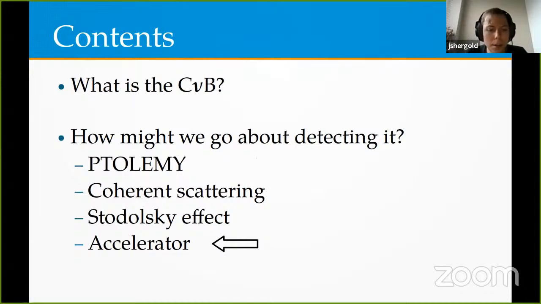The last proposal I want to go through is the accelerator proposal. This is the first thing I ever worked on in my career as a physicist. This was my first paper when I very first started my PhD, so it holds a bit of a special place to me. It's a very strange idea, as hopefully you'll see in a minute.